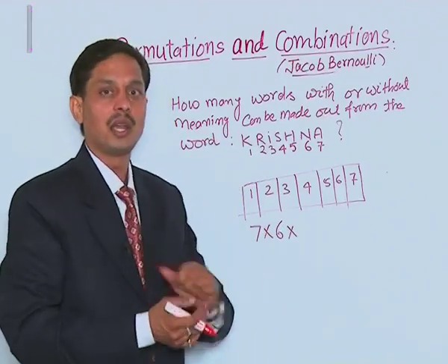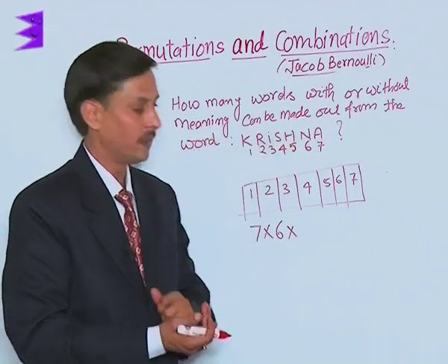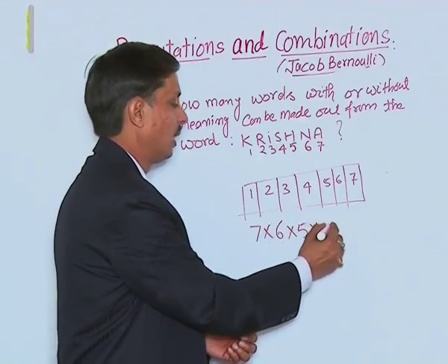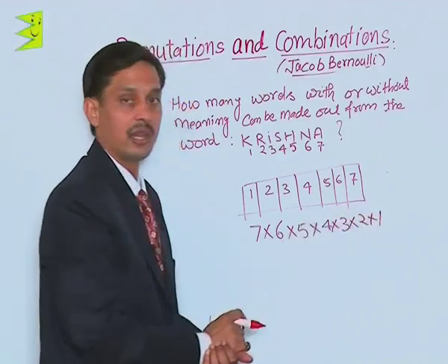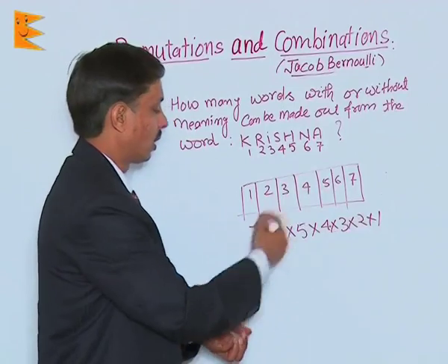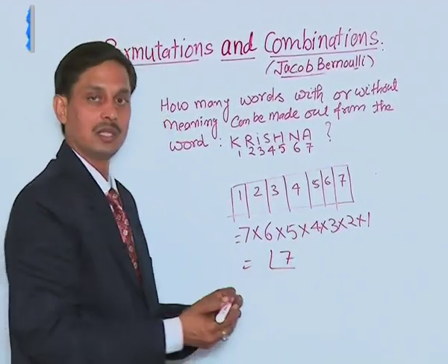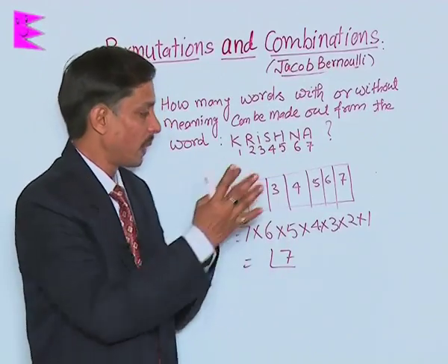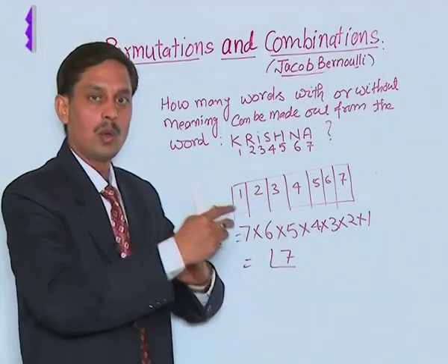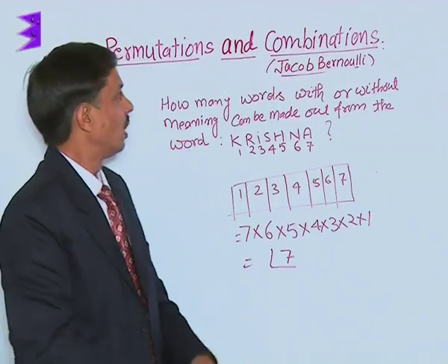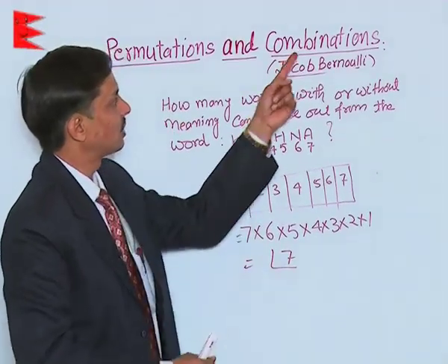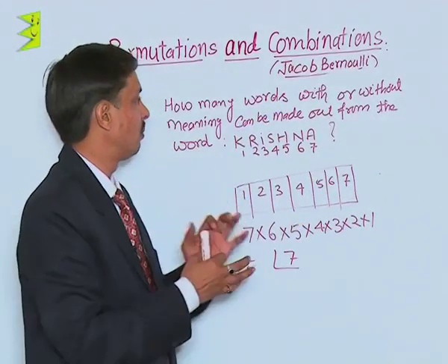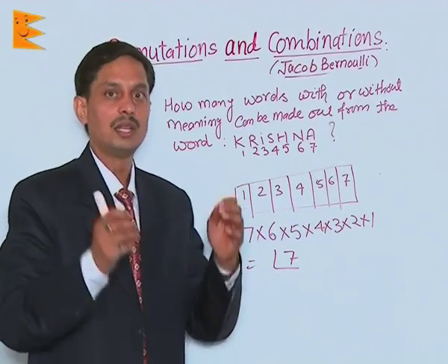Whatever is used, I cannot repeat, because I have to use all the letters together. Then on the second position, one letter which is used is less. So 6, then 5, then 4, then 3, then 2, then 1. The product of this can be written as factorial 7. So this is a basic question where none of the principles is going to apply. In a very ordinary way we are thinking about the total number of arrangements possible. You must know that arrangement stands for permutations and selection stands for combinations. So the answer for the total number of words that can be made from the letters of the word Krishna is factorial 7.